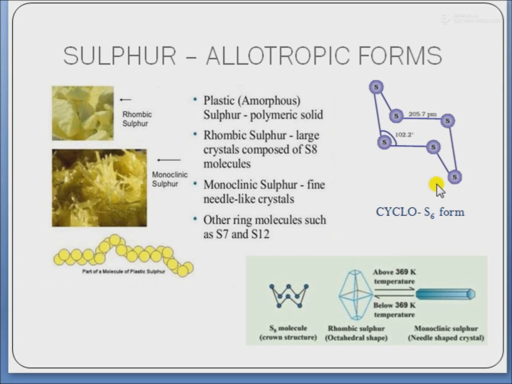Next is the cyclohexyl form. It is another important allotropic form in which the 6-membered ring adopts the chair form as shown in this figure, with a bond angle of 102.2 degrees and a bond length of 205.7 picometer.